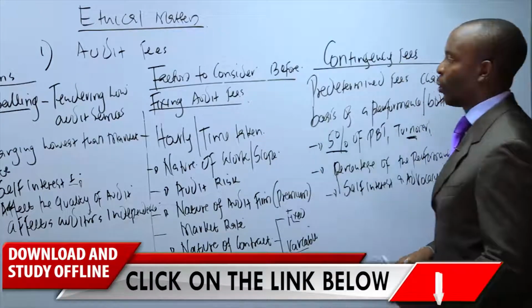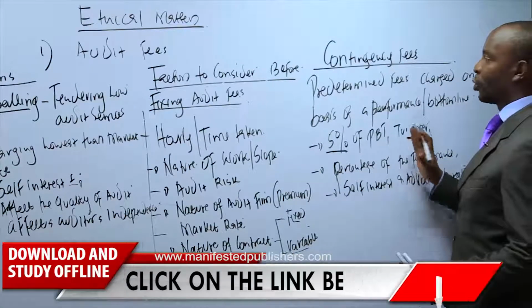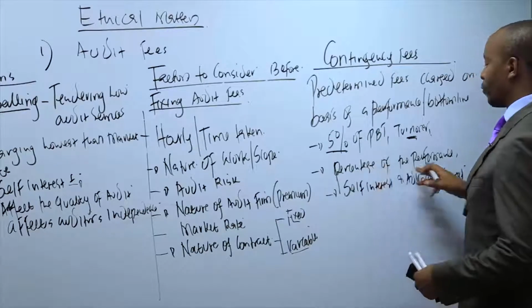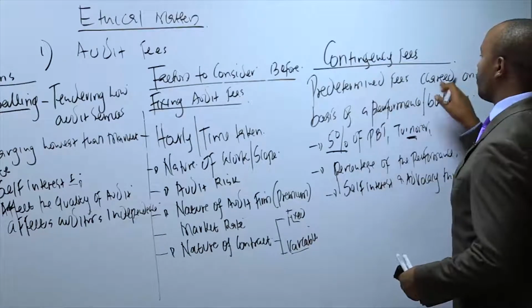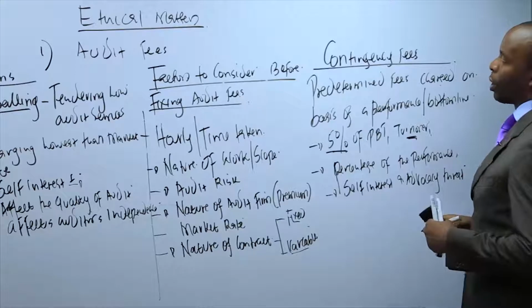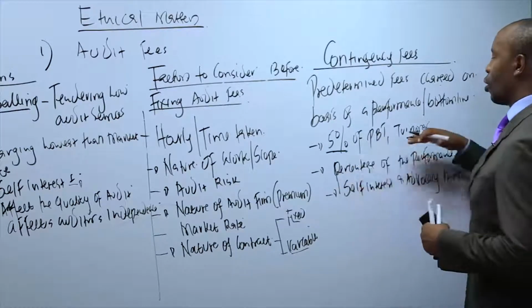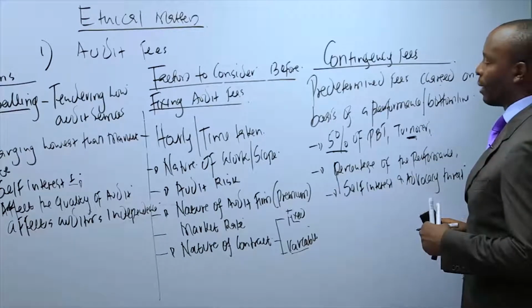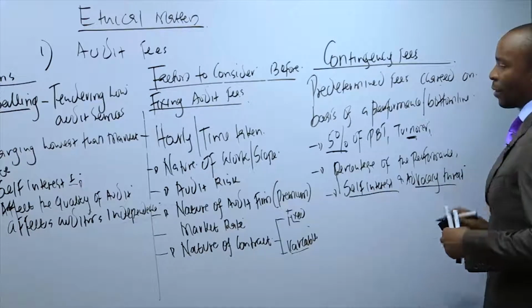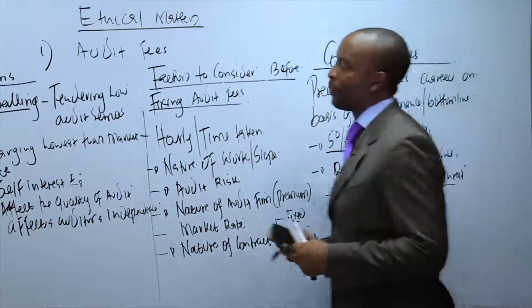One, low balling: charging the lowest fee, lower than the market rate. Contingency fee: charging a percentage of the performance, or a predetermined fee based on the performance of the company or its bottom line. For example, charging 5% of the total sales. That is a contingent liability, and it creates a self-interest and advocacy threat to an auditor.